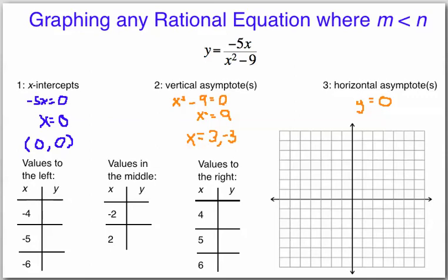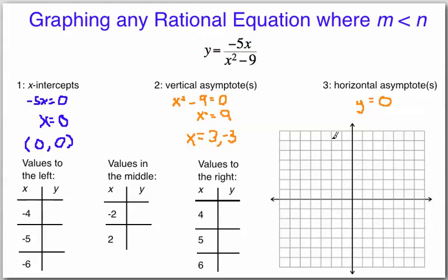Hi guys, and welcome to graphing any rational equation where m is less than n. So we started this example in a previous example where we found its x-intercepts, vertical asymptotes, and horizontal asymptote. So feel free to go back there and check those out. And we're just going to start right from where we are here.